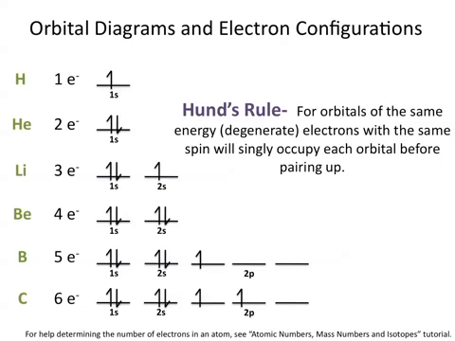So as I was drawing my electron configurations here, I was going from lowest to highest energy. The 1s orbital having the lowest energy, followed by the 2s orbital, followed by the 2p orbitals, which are all equal in energy, or degenerate orbitals. That means that as I place my electrons in the 2p orbital, I maintain the same spin and put one electron in each orbital before pairing them up.